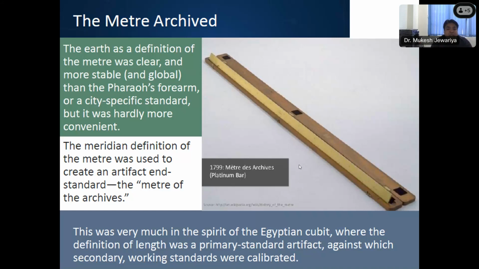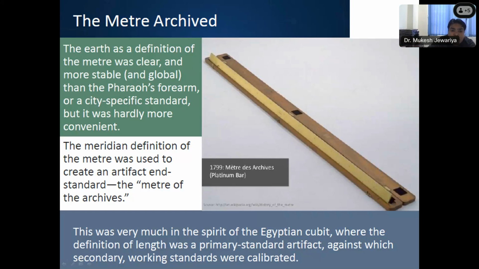Similarly, they mixed platinum with iridium and found it's very, very strong. Initially they used platinum because at that time it was believed that platinum is the strongest material, so it would not suffer damage or breakage. So the earth-based definition of the meter was clear to everybody. Everybody accepted it. It's for all time, for all the people, and more stable. More stable means you cannot change 1 meter now because you have an artifact.